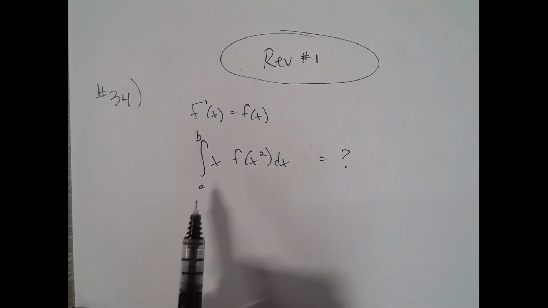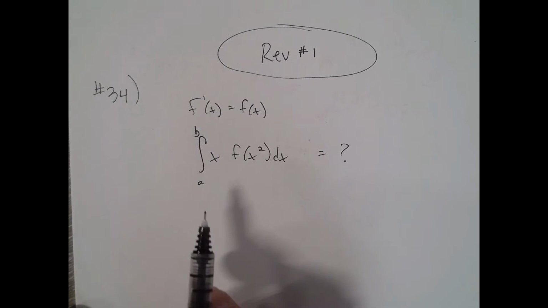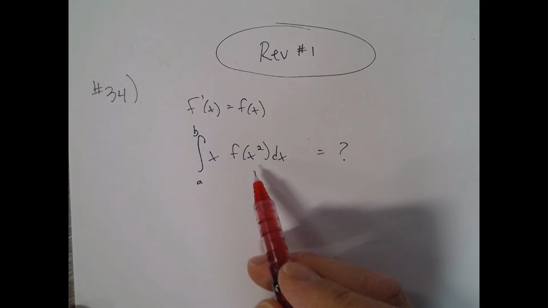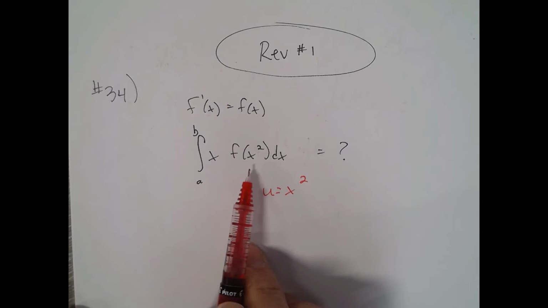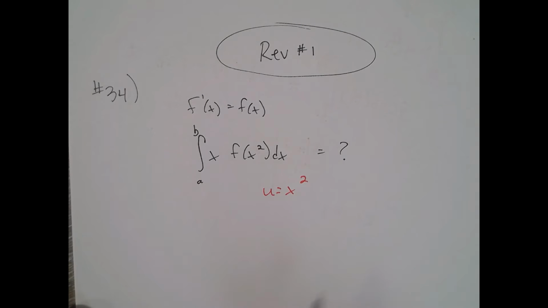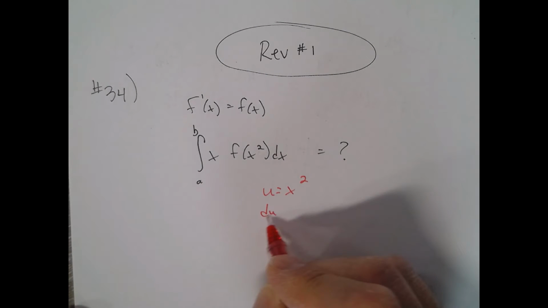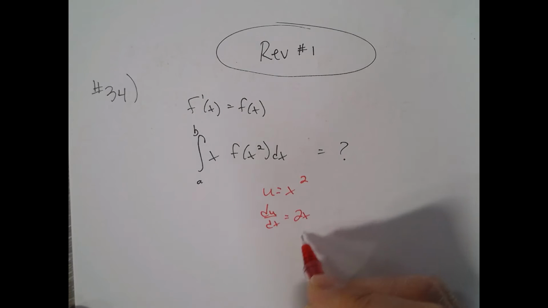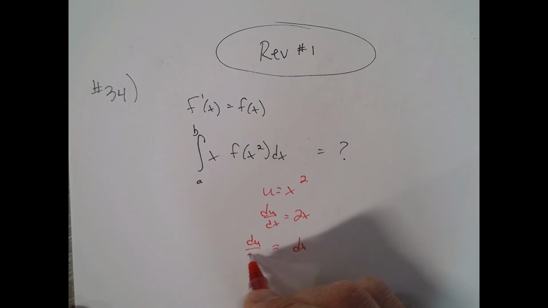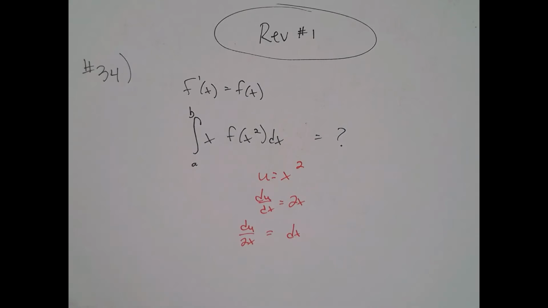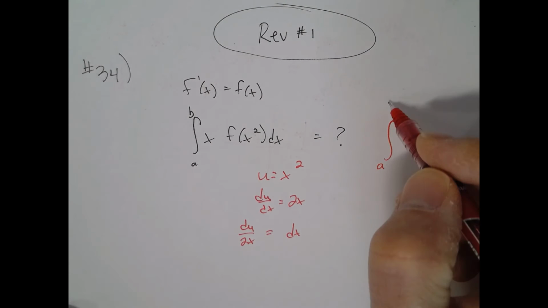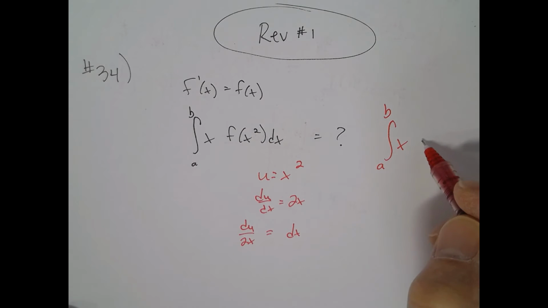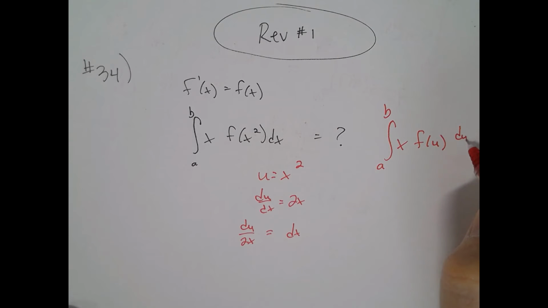Okay, so looking at this is a little abstract, but it is a u substitution here. So u can be x squared, and knowing that the derivative of a quadratic is linear, it's going to be able to get rid of that x in some way. So u equals x squared, du dx equals 2x. So dx equals du over 2x. So remember, u substitution, we solve for dx and rewrite it in terms of u. So I have x f of u dx, which is du over 2x.